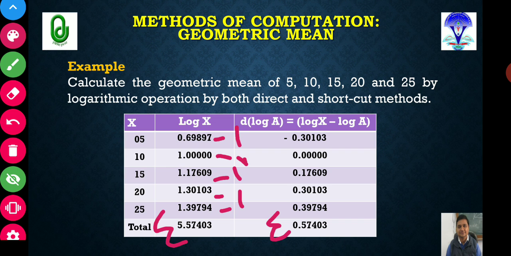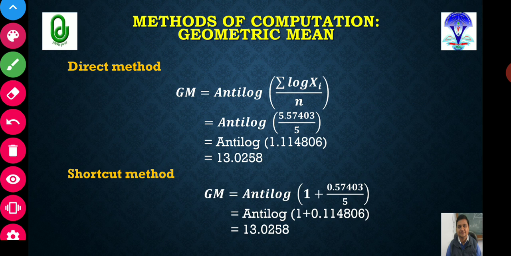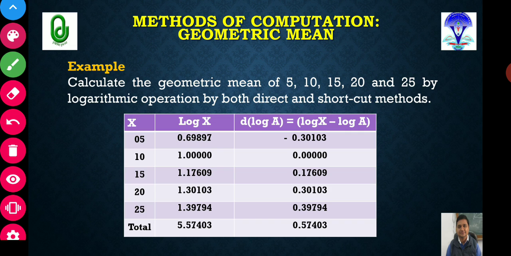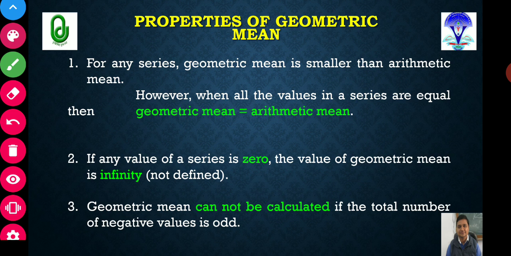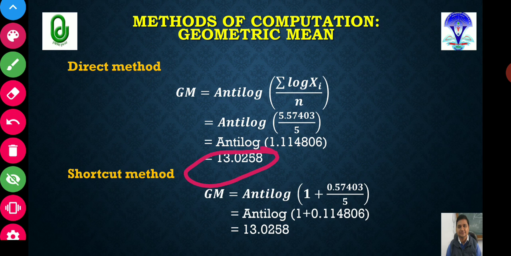After preparation of this table, now we will put the values in the formula. Here you can see this is the formula for the direct method. The geometric mean is equal to the antilog of summation log xi divided by the total number of observations. We have already taken the summation of log xi, which is 5.57403. So in the direct method we have 5.57403 divided by 5, and the antilog of 1.1 is equal to 13.0258. This will be the geometric mean by the direct method.